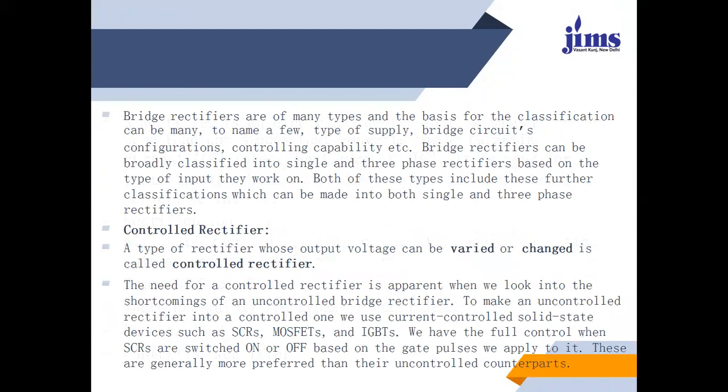Further classification which can be made into both single and three-phase rectifiers: the first one is the controlled rectifier. A type of rectifier whose output voltage can be varied or changed is called a controlled rectifier. The need for a controlled rectifier is apparent when we look into the shortcomings of an uncontrolled bridge rectifier. To make an uncontrolled rectifier into a controlled one, we use current controlled solid state devices such as SCRs, MOSFETs, IGBTs, GTOs, and the like. We have full control when SCRs are switched on or off based on the gate pulses we apply. These are generally preferred over their uncontrolled counterparts.